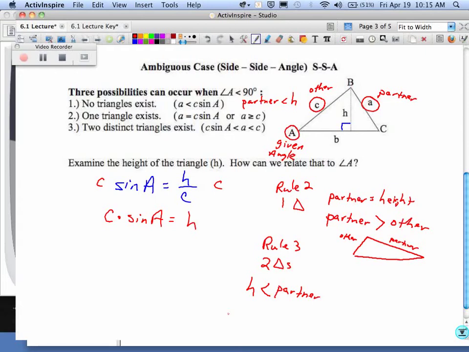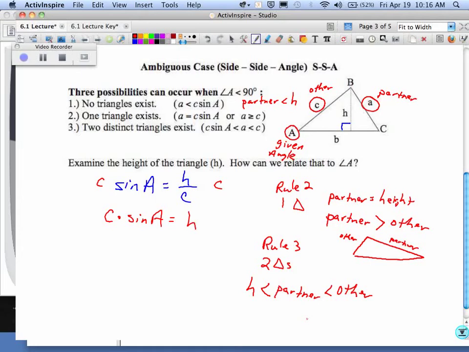That doesn't work, right? So it has to be that the height fits. If the height fits when you compare it to the partner, and the partner is smaller than the other, because what happens if the partner is bigger than the other? Then you're back up here in this rule. So the height has to be smaller than the partner, so we don't break the circus tent rule. And the partner has to be smaller than the other, so we don't break this super huge one side rule.